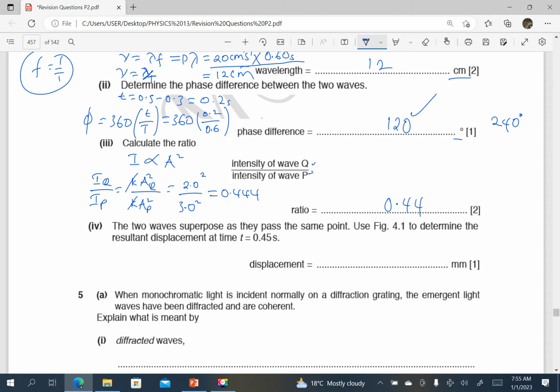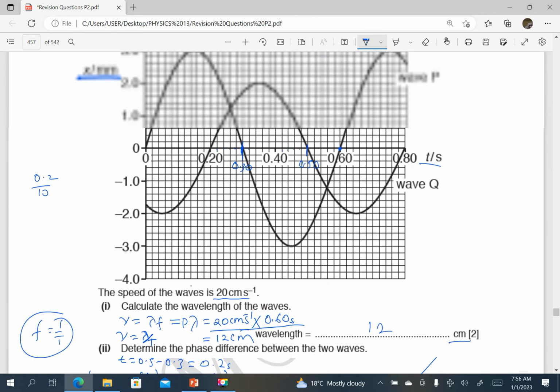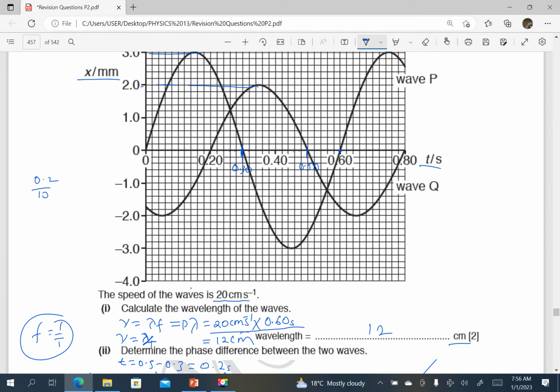The two waves superpose as they pass the same point. Use the figure to determine the resultant displacement at t equals 0.45 seconds. Let's look for 0.45 seconds. Remember the scale is 0.02 on the x-axis. So this is 0.42, 0.44, 0.45 must be in the center here, where on this wave the amplitude is that, and on the other wave the amplitude is here. So this is 1.0, I guess, for wave Q, and this is negative 3.0. Of course, this means in the opposite direction.